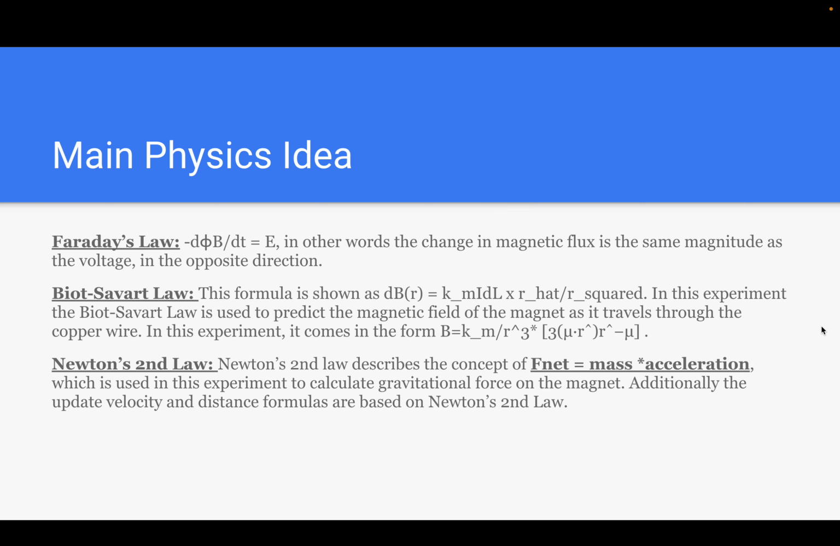And then Newton's second law describes the concept of F net is equal to mass times acceleration, which is used in this experiment to calculate gravitational force on the magnet. And in addition, it also accounts for the update velocity and position formulas.